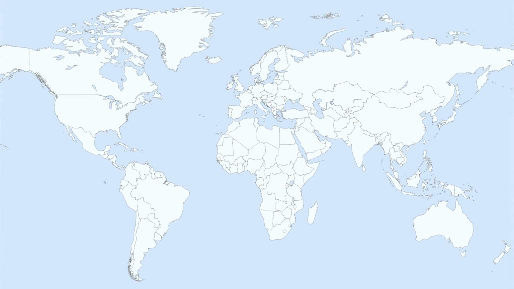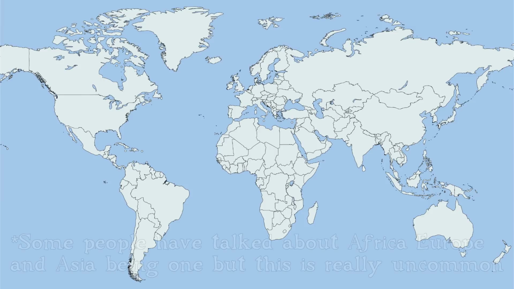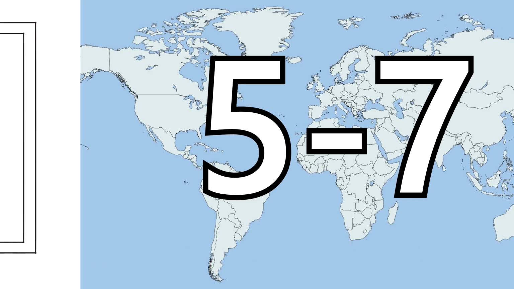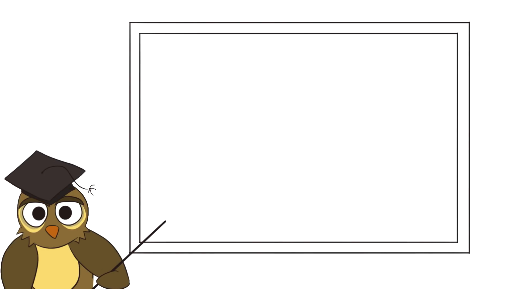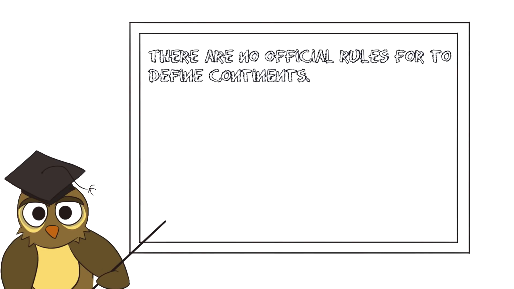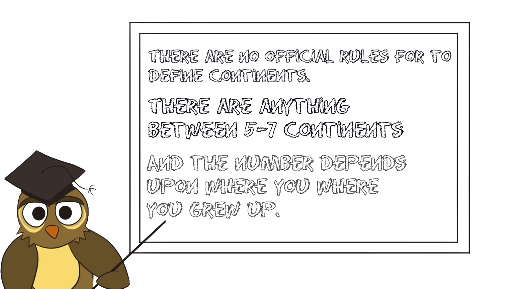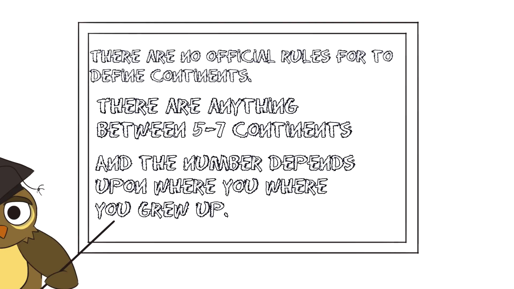So the answer to the question of how many continents there are is anything between 5 and 7, depending on your education system, or maybe more if you count submerged continents such as Zealandia. And to recap, there are no official rules to define continents, there are anything between 5 and 7, and the number depends on where you grew up.